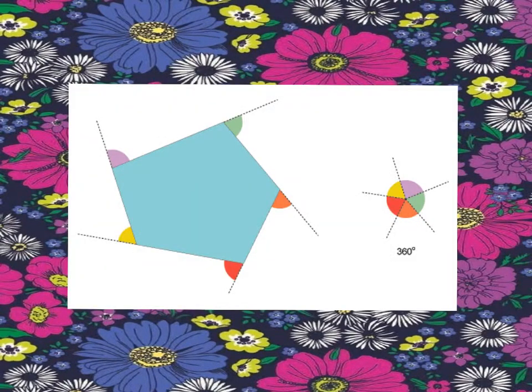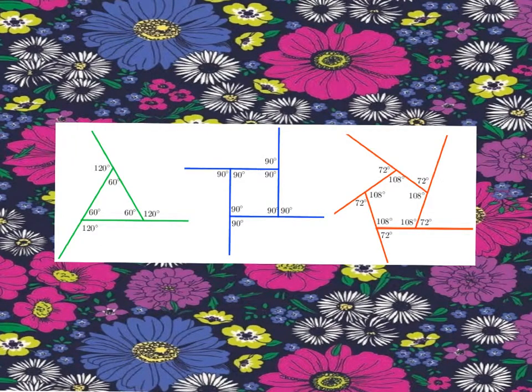Here's a picture of that last theorem that we just discussed. If you labeled each angle 1, 2, 3, 4, and 5, and add up all of them, 1, 2, 3, 4, and 5, that will all equal 360 degrees. And now here's a picture that summarizes everything we just discussed.